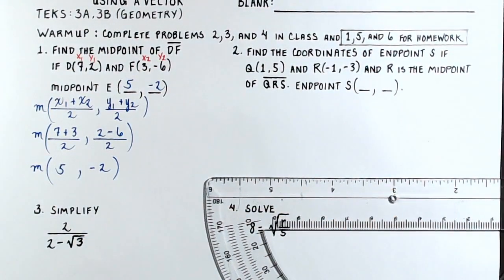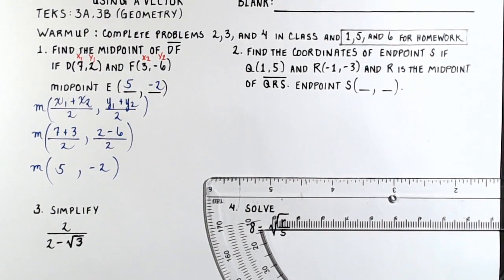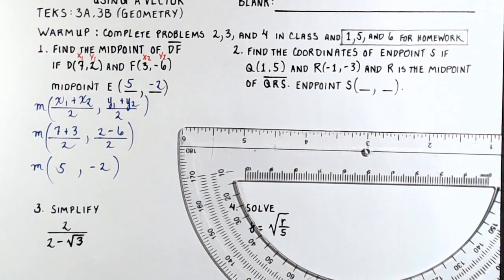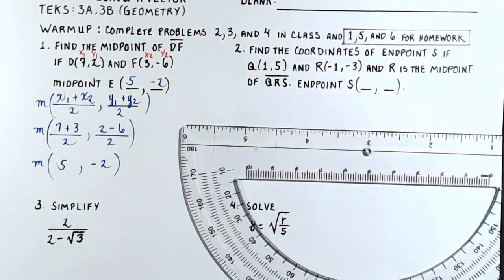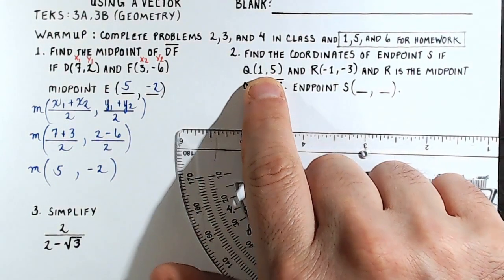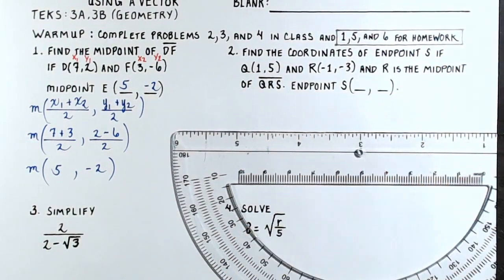Number 2, find the coordinates of endpoint S if Q is located at 1, 5, and R is located at negative 1, negative 3, and R is the midpoint of segment QRS. So this problem is asking us to find not the coordinates of the midpoint, because we have those coordinates already. They're asking us to find the coordinates of the other endpoint. Here's one endpoint, and we're looking for the endpoint S coordinates. So we're looking for an x and a y value.